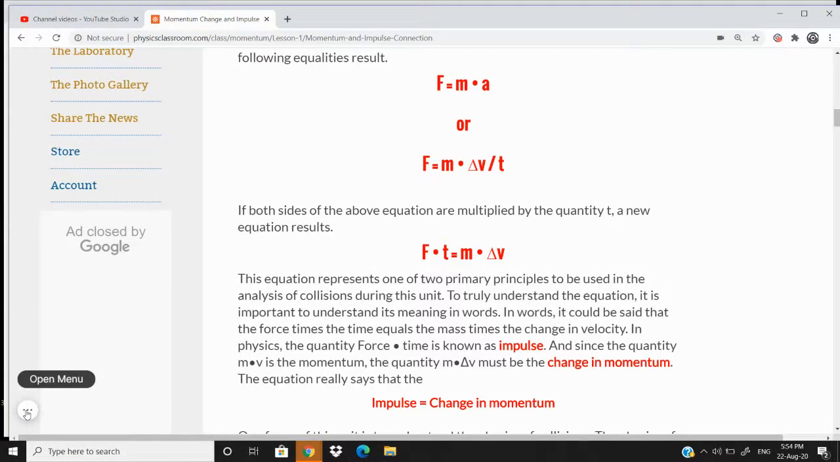So concluding this topic, impulsive force means a very large force acting on a body for a very short time interval. That impulsive force multiplied by the time interval gives us impulse. And the impulse F into t is equal to change in momentum.